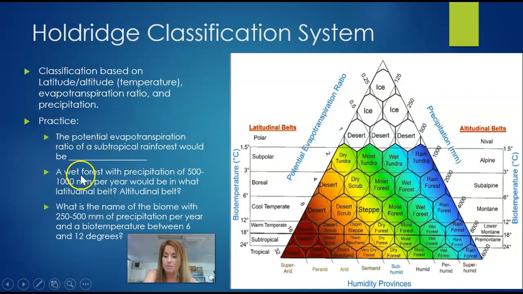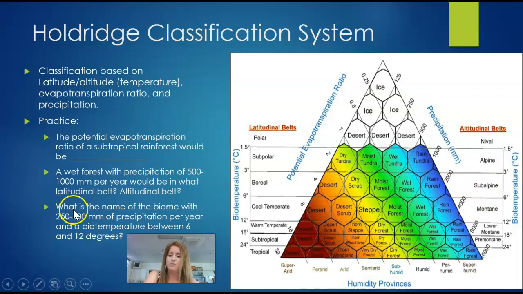If you use another example, a wet forest with a precipitation of 500 to 1,000 millimeters per year. So if we look over here, we go 500 to 1,000, and it says that we're in a wet forest. So I go down between, everything here is 500 to 1,000. And so there's the wet forest here. And it says, what latitudinal belt is that in? Well, I just need to go over here. It's in the boreal belt. Or if I'm in the altitudinal belt, then it's the subalpine. So if we're on a mountain or something like that, that's the subalpine wet forest.